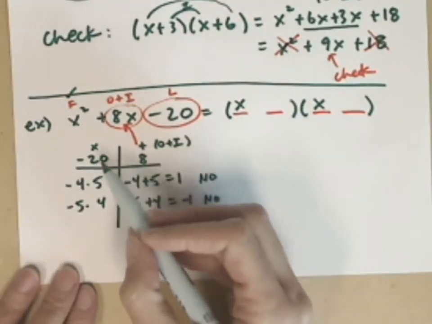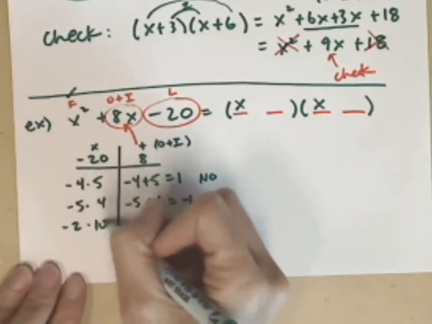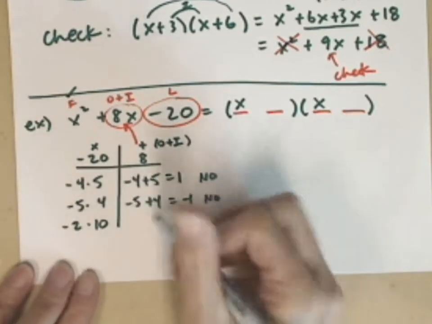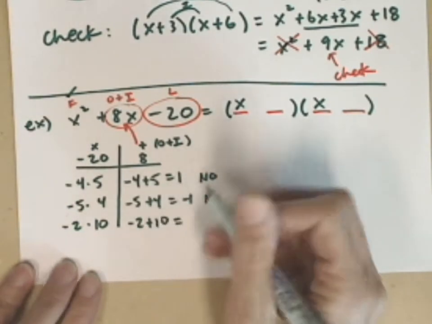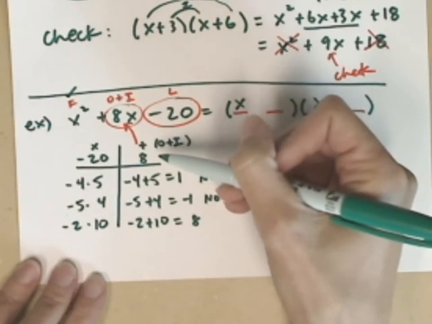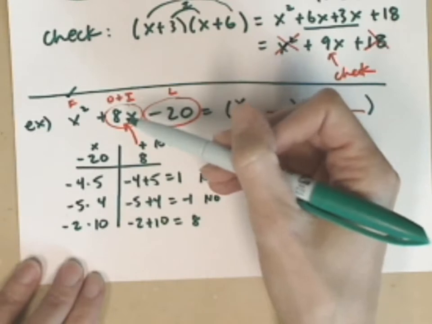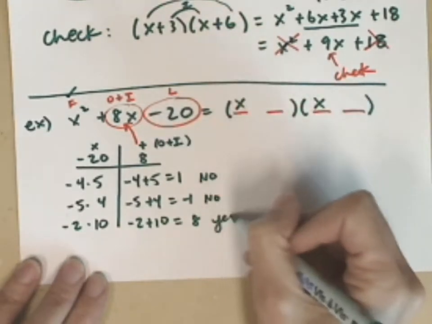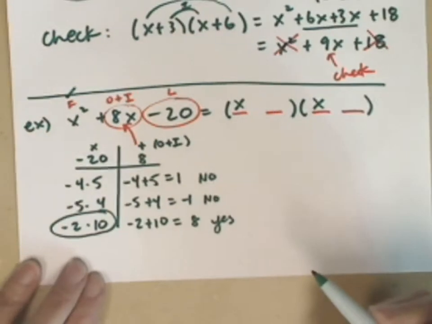Negative 20. 20 is also 2 times 10. So how about negative 2 times 10? That gives me negative 20. I'm going to do negative 2 plus 10. Negative 2 plus 10 is 8. That's what I wanted because that's going to be the sum of the outer and the inner coefficients. That's going to give me 8. So yes, the pair of numbers I want are the negative 2 and the 10.